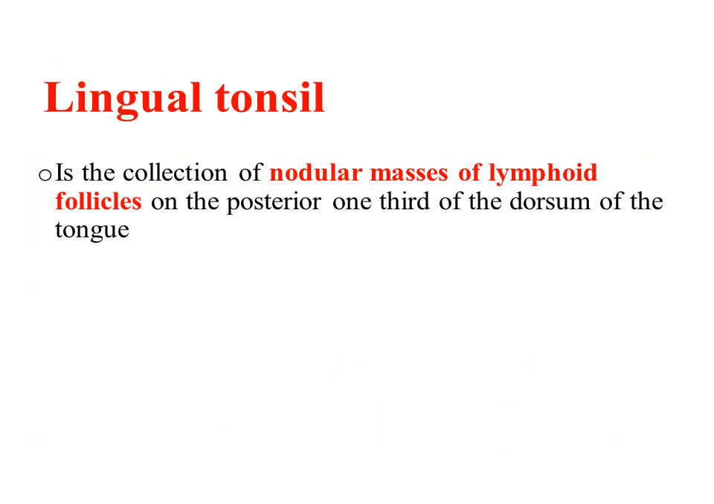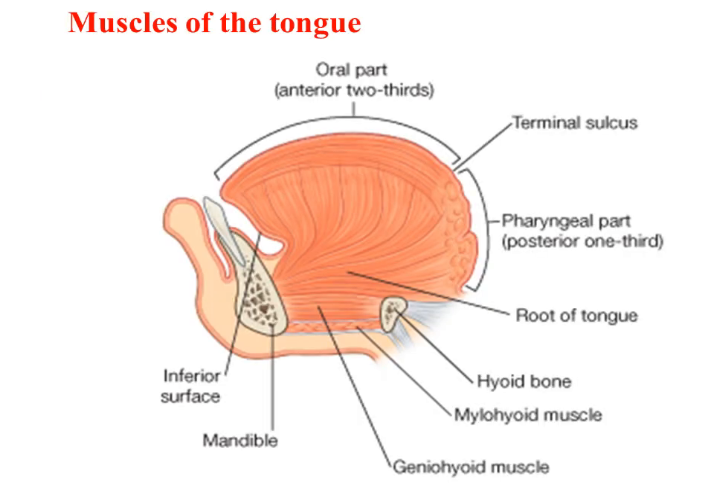Lingual tonsils, as we discussed, are a collection of nodular masses of lymphoid follicles found in the posterior 1/3 of the dorsum of the tongue. Okay, let us move on and talk about the tongue shape and its muscles. The tongue is formed by 2 groups of muscle, intrinsic muscles and extrinsic muscles. Oral part, the anterior 2/3 of the tongue, and the pharyngeal part, the posterior 1/3 of the tongue.